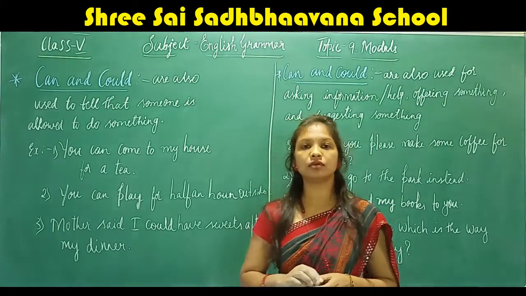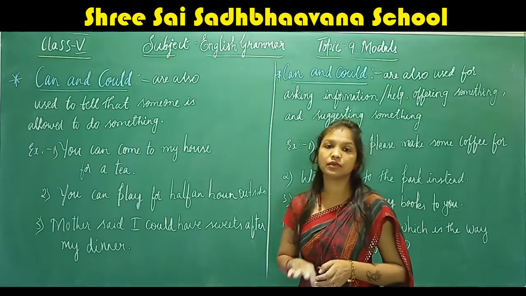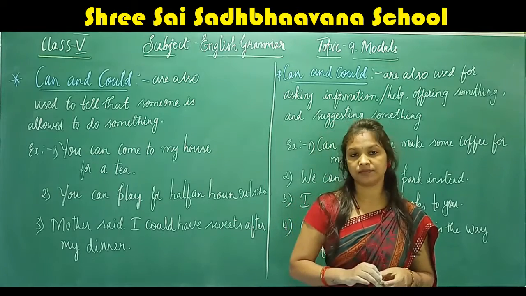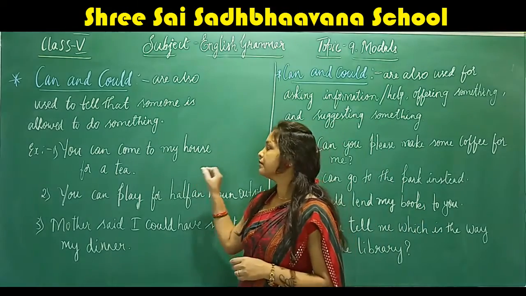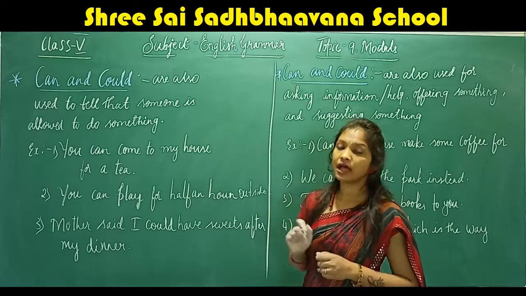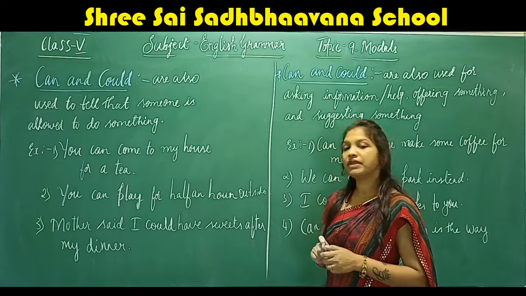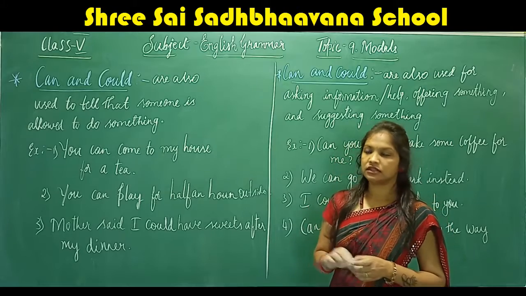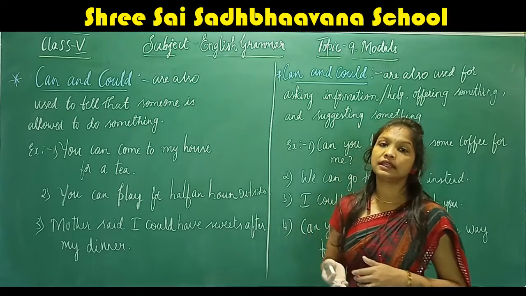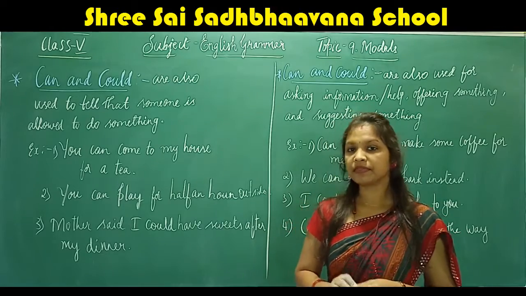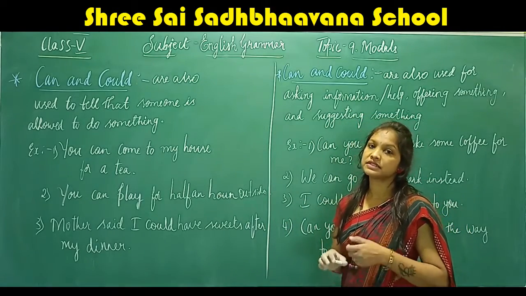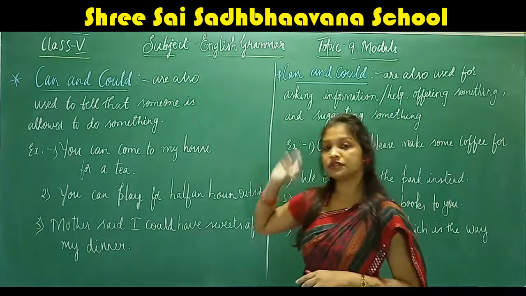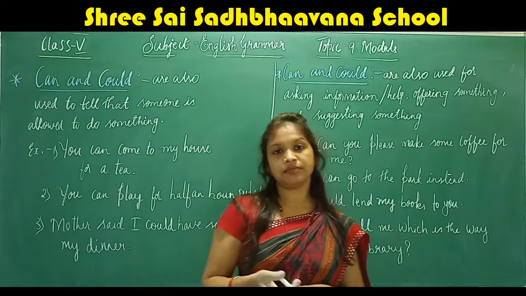Next we will move on to the next example. Children, can and could are also used to tell that someone is allowed to do something. For example, you can come to my house for tea. So here the person is allowed to come to the house, right? Next, you can play for half an hour outside. These two sentences tell that the person is allowed to do something. Next example, mother said I could have sweets after my dinner. Understood, children?